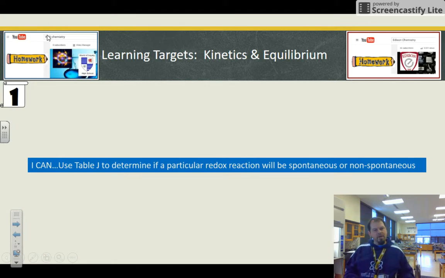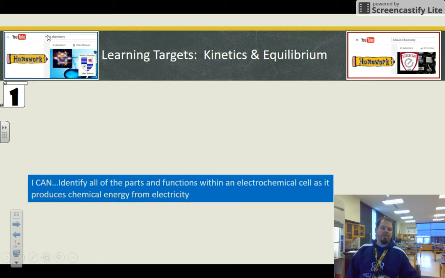We learned a little bit about it last unit, which metals react more, which ones react less, to determine if a particular redox reaction will be spontaneous or non-spontaneous. We call the whole unit by default redox, oxidation and reduction. Red is reduction, ox is oxidation, but instead of saying ox-red, we call it redox, which kind of works out. So you're going to hear me say redox a lot.